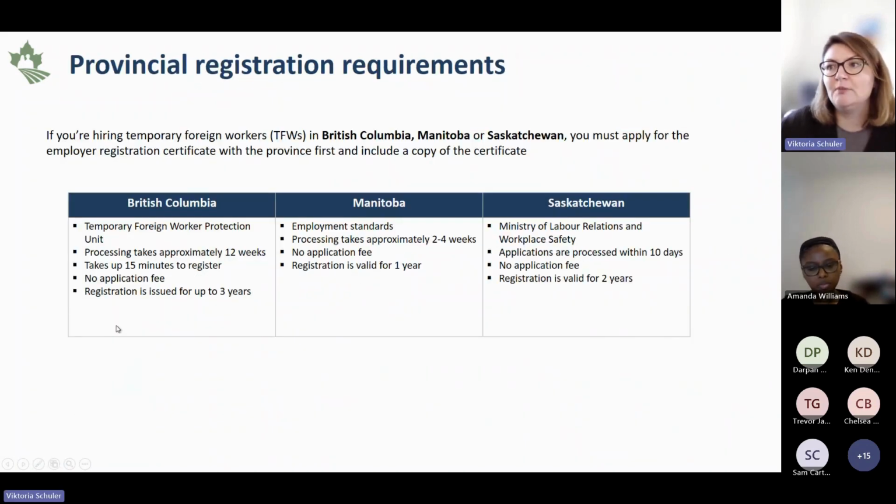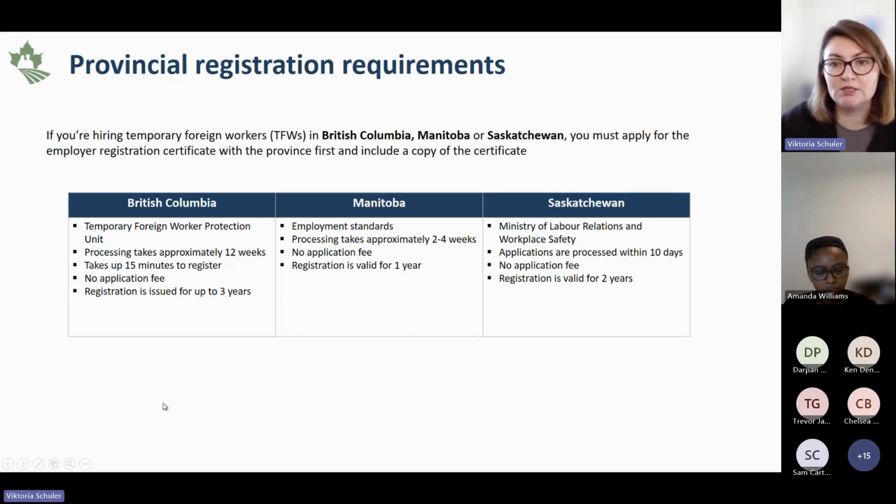As I mentioned, in some provinces, provincial registration is required before hiring temporary foreign workers, which is British Columbia, Manitoba, and Saskatchewan. Information can be found on the provincial websites. In British Columbia, it's the Temporary Foreign Worker Protection Unit. Processing takes approximately 12 weeks, which is quite long. They say it takes about 15 minutes to register, no application fee, and the registration is issued for up to 3 years.